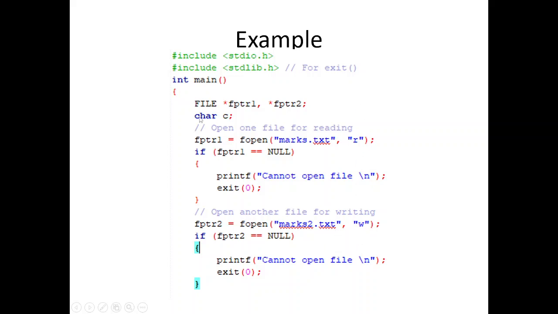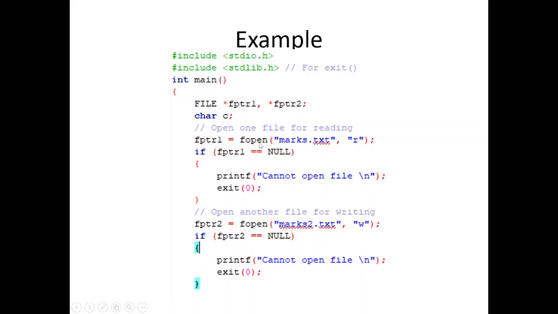So in the beginning of the program, we are declaring two pointers, one for opening the file to be read and another for the file to be written. As we have seen in the previous lecture, this is the syntax for opening the file. This is the file name and this is the mode that we are going to open. And we are going to check whether the file is opened or not.